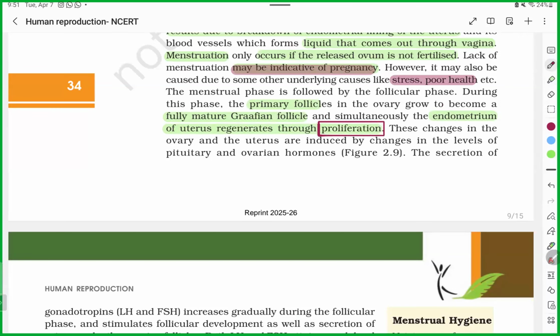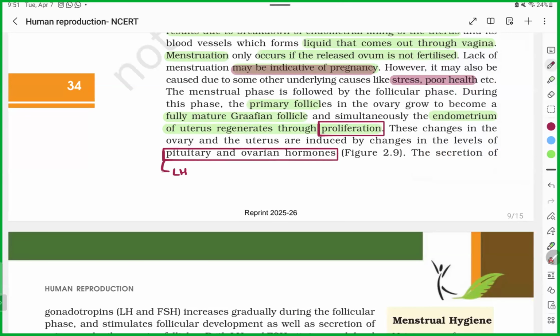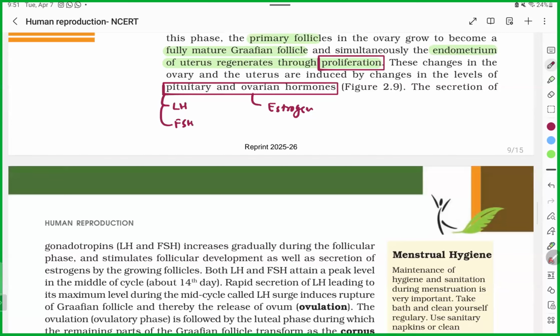Endometrial lining will regenerate. So there will be changes in the ovary and uterus both, and pituitary hormone and ovarian hormone both will act. Which pituitary hormone? LH and FSH. Which ovarian hormone? Estrogen. Correct. Secretion of gonadotropin. What are gonadotropins? LH and FSH. So they increase gradually.